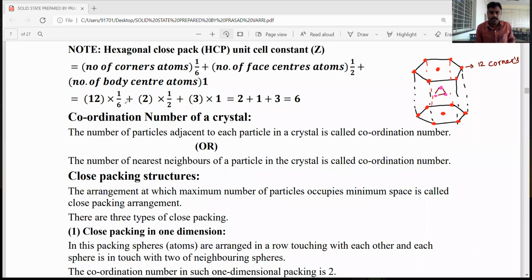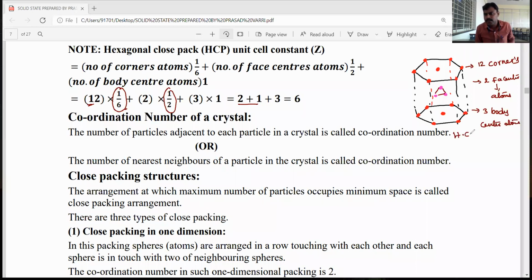In the 12 corners, each contribution is different. For the hexagon, its contribution is equal to 1 by 6. We have to remember, 12 corners, its contribution is equal to 1 by 6, and 2 face center atoms are present. In face center, its contribution is 1 by 2 only. 2 into 1 by 2 is equal to 1, and 12 into 1 by 6 is equal to 2. Okay, 2 plus 1. The remaining 3 atoms are present at body center. Okay, 3 body center atoms present for HCP.